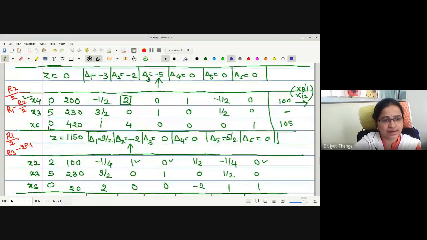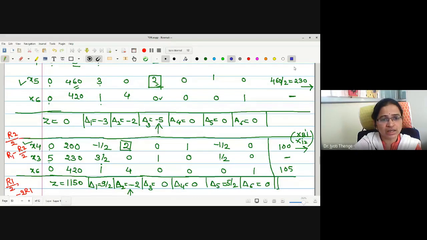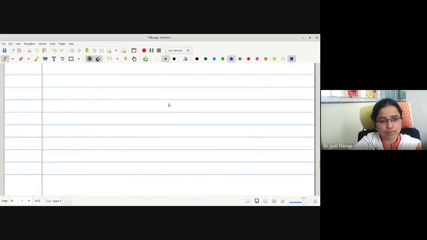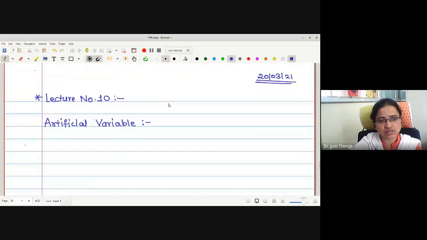While performing the second table, you have to keep in mind the row operation should be performed in such a way that whatever is the row containing the pivot element, use that row for all the row operations. This point you have to keep in mind. We have solved two problems in the last lecture. Now let us come to today's lecture.